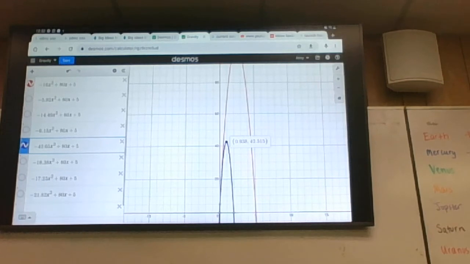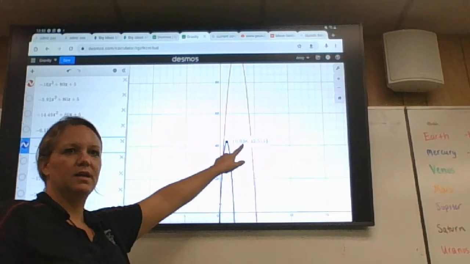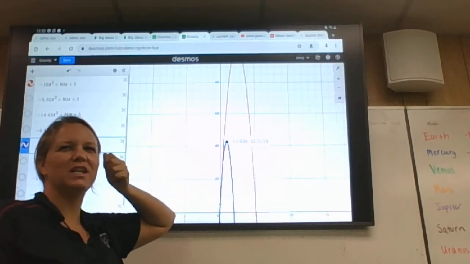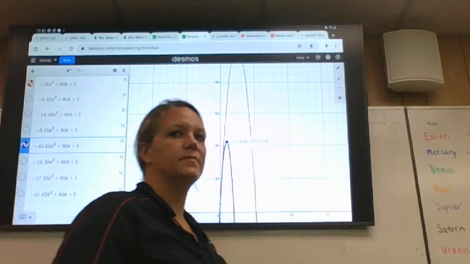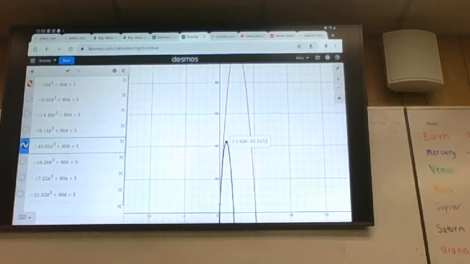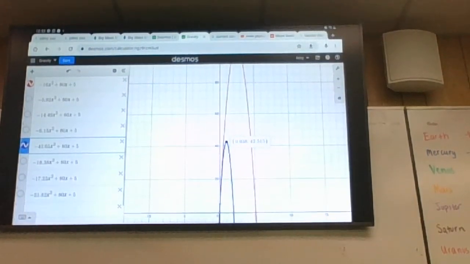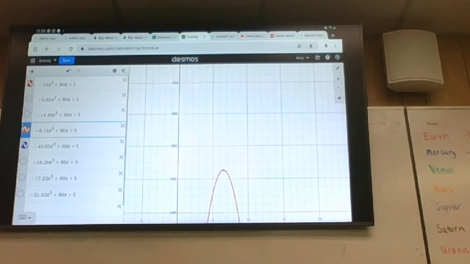Alright, the vertex for Jupiter is 0.9, comma 42.5. Did you get 0.9 by chance? Yeah. For Jupiter? Mars is the orange planet up here. Mars goes so high. There's the Mars vertex.